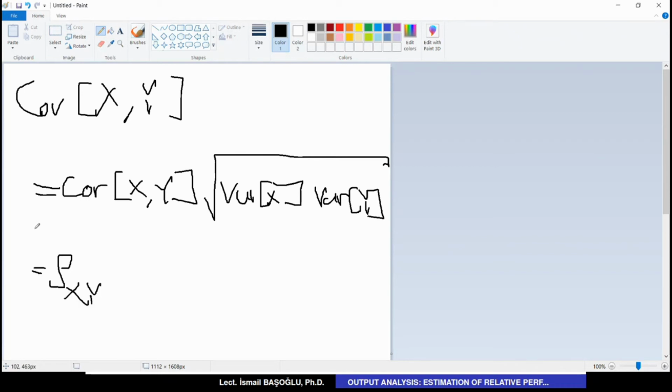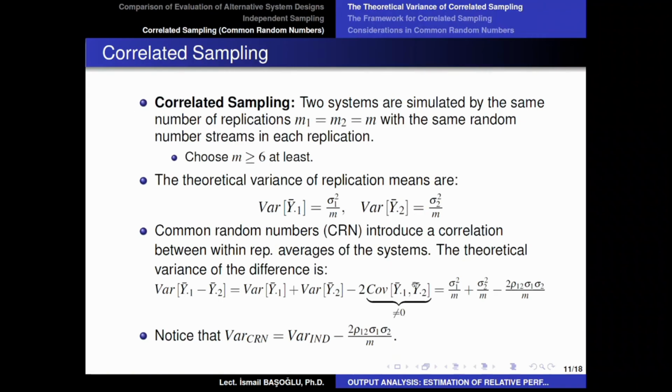So in that case, we can write this like this. Rho xy is the correlation between x and y times the square root of the variance of x and the variance of y. If we say that the variance of x is equal to sigma x square and the variance of y is equal to sigma y square, let's just say here we write sigma x and sigma y. And that is exactly what we are doing here. We are replacing the covariance here with the correlation between the first system and the second system times the standard deviation of the first system, which is sigma 1 over square root of m, and of the second system, which is sigma 2 over square root of m. And when you multiply the square roots of m, you also get another m here. So this is exactly what we have done.